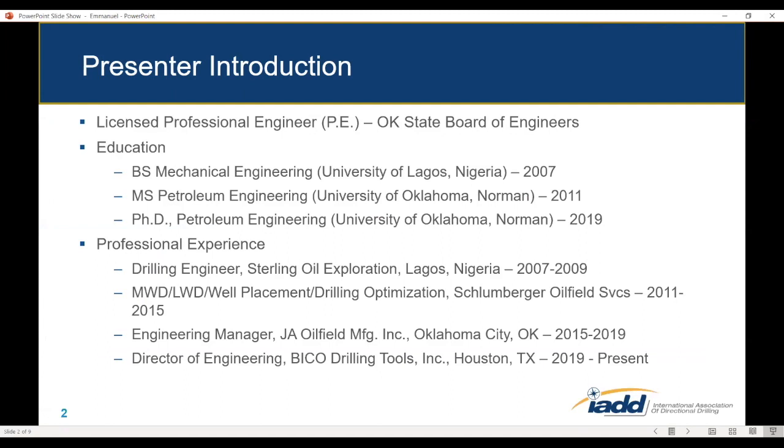Just a bit of background about myself. I started out in Nigeria, in downhole tools, drilling optimization. I worked for Schlumberger for about 4 years on MWD and well placement. So you guys are talking about geosteering, well placement, drilling optimization. Then I moved to JA, mostly downhole drilling to manufacturing and design out of Oklahoma, a lot of manufacturing experience there. Currently I'm the Director of Engineering at Bico Drilling Tools, mostly focused on drilling motors, shock tools, and drilling jobs.